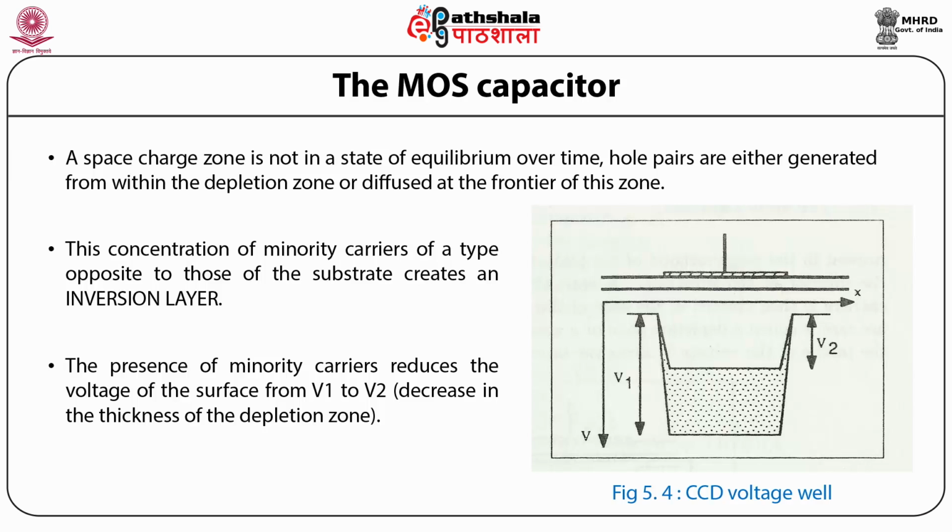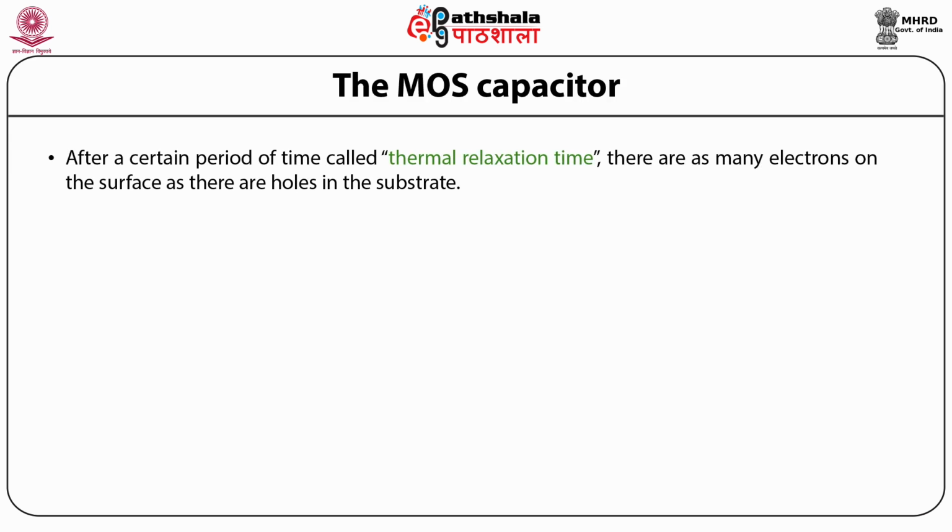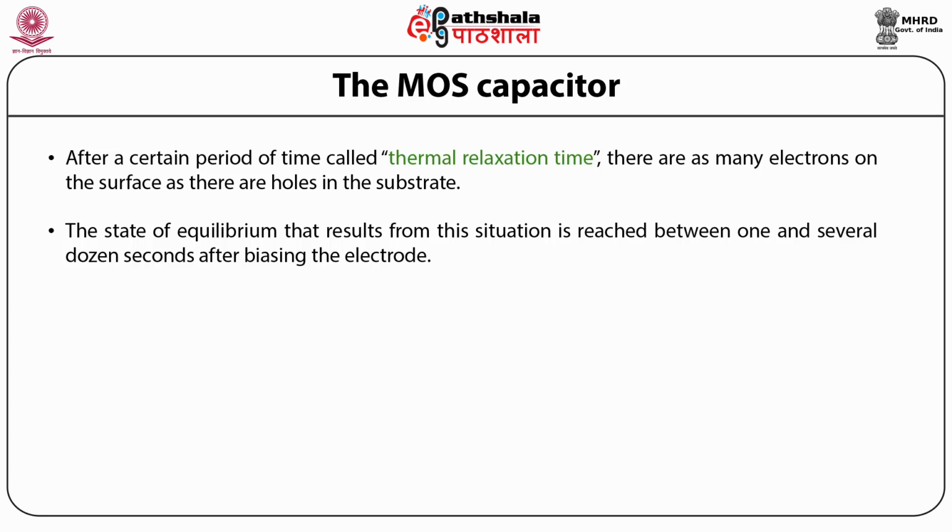That means a decrease in the thickness of the depletion zone, which can be seen from the given figure referred to as the CCD voltage well. After a certain period of time, called thermal relaxation time, there are as many electrons on the surface as there are holes in the substrate. The phenomenon is known as the dark current. The steady state that results from this situation is reached between 1 and several dozen seconds after biasing the electrode. Relaxation time depends on the thickness of the silicon dioxide, on the state of the surface between silicon and the oxide, and on the temperature.